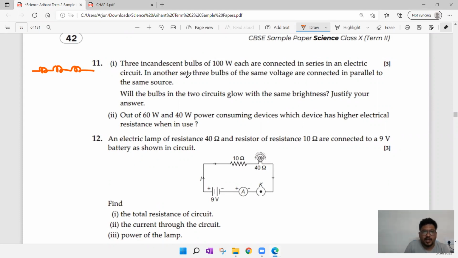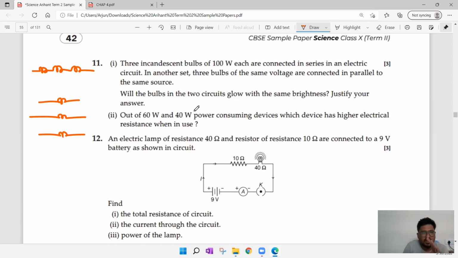In an electric circuit, in another set, 3 bulbs of the same voltage are connected in parallel. Okay, this is one bulb, second bulb, third bulb. That's the information they have given. This is not the question, this is just information. Will the bulbs in the 2 circuits glow with the same brightness?